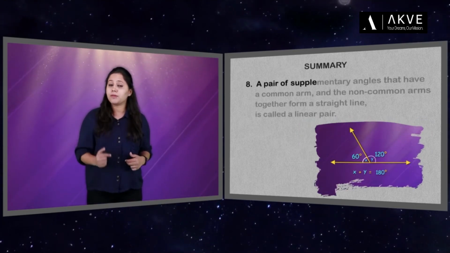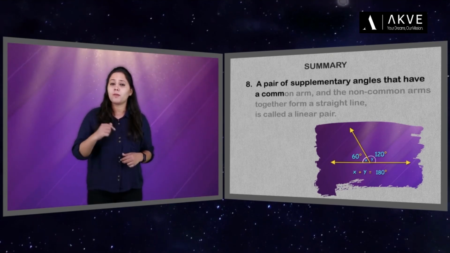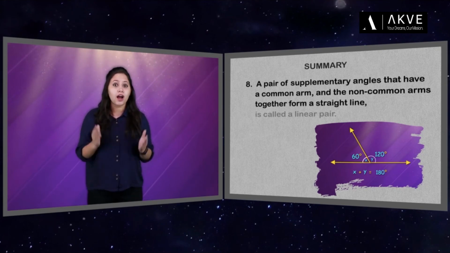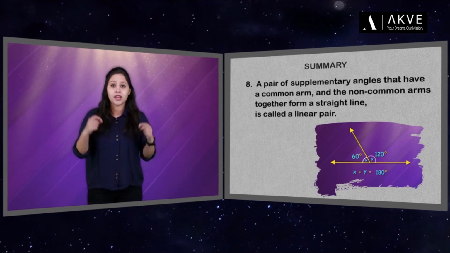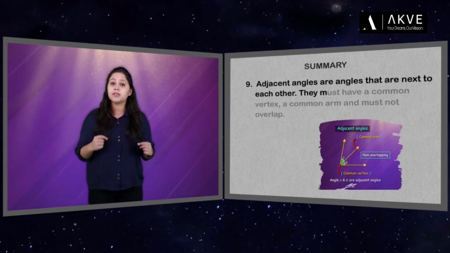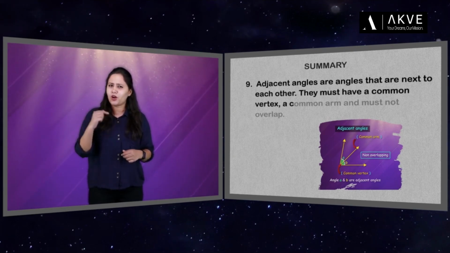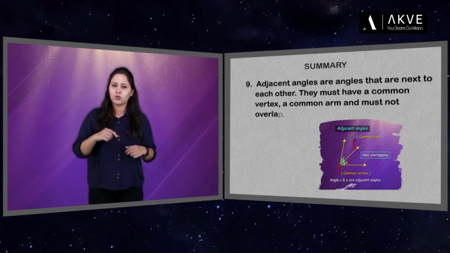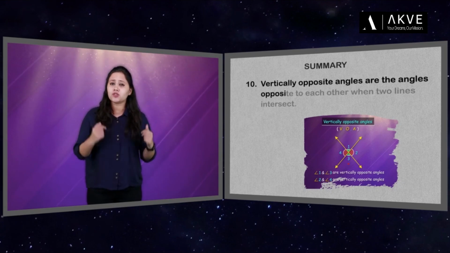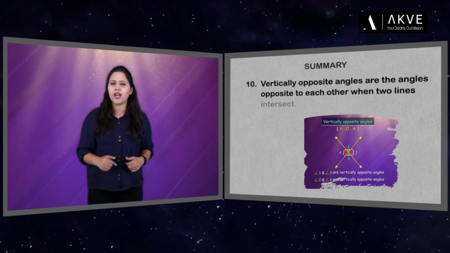A pair of supplementary angles that have a common arm and the non-common arms together form a straight line is called linear pair. Adjacent angles are angles that are next to each other. They must have a common vertex, a common arm, and must not overlap. Vertically opposite angles are the angles opposite to each other when two lines intersect.